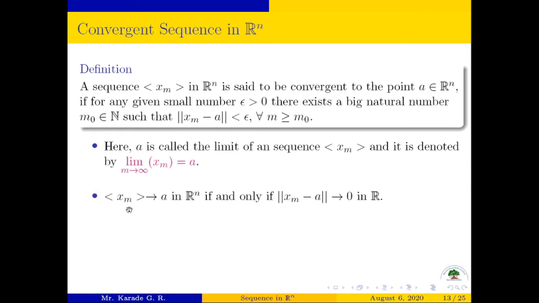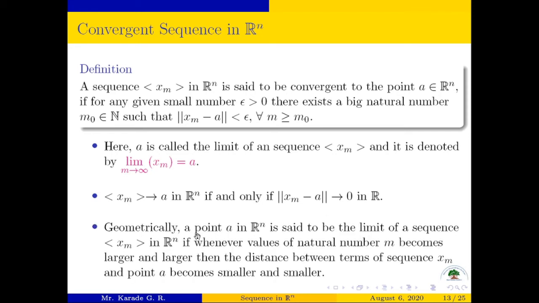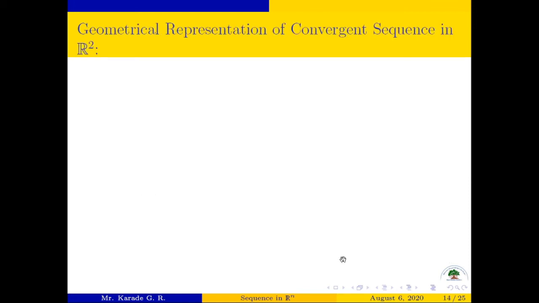So the sequence converges to A if and only if the distance between terms of the sequence and point A becomes smaller and smaller. Norm means distance: norm of xm minus A means the distance between xm and A becomes smaller and smaller. So geometrically, point A in Rn is said to be the limit of sequence xm in Rn if whenever the values of natural number m become larger and larger, then the distance between terms of sequence xm and point A becomes smaller and smaller. This is the geometrical meaning of convergence of a sequence. Okay, so let us represent geometrically a convergent sequence in R2.